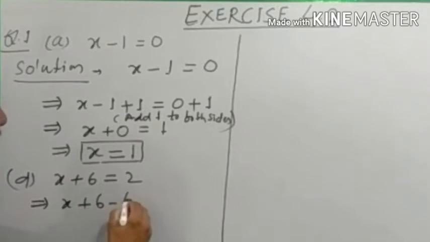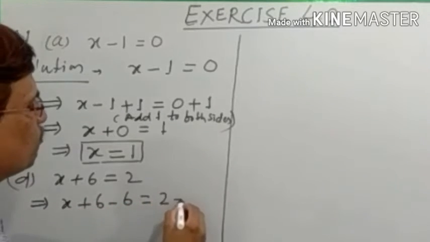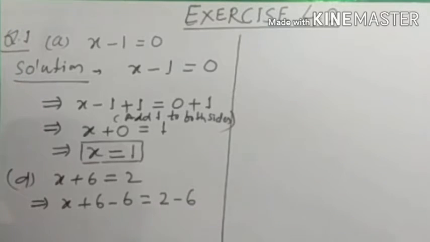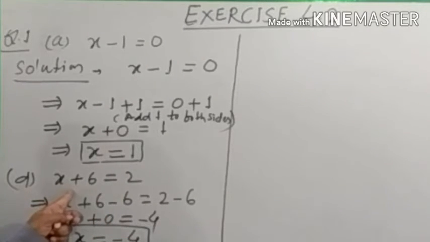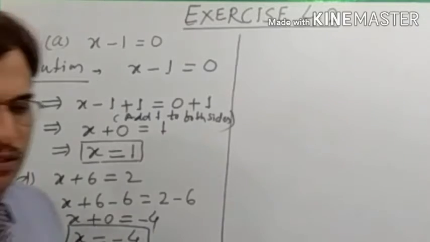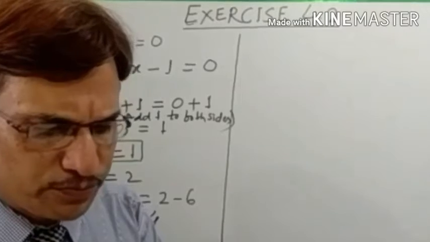x plus 6 minus 6 and 2 minus 6. We have to subtract 6. x plus 0 is equal to 2 minus 6. 6 minus 2 is 4, and we use the sign of the greater number. So x is equal to minus 4. Minus 4 is the solution of the given equation. Okay. Now you can do other questions.